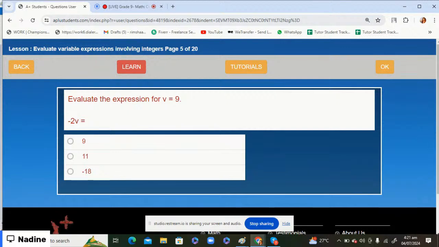Okay, hope you guys understand this lesson, so you solve the rest of the questions by yourself.